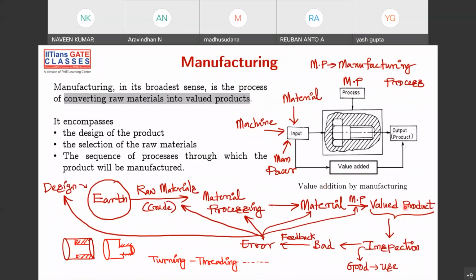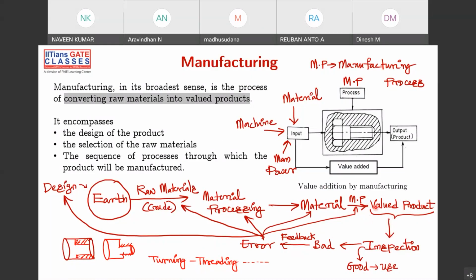Once you get the valued product, obviously you're not going to use it directly. This is for the obvious reason that you don't know whether the product is good or bad, because you have designed something and you have produced something. So you should be able to know whether the manufactured product is matching the desired product or not. So you have to check it. The checking is called inspection.